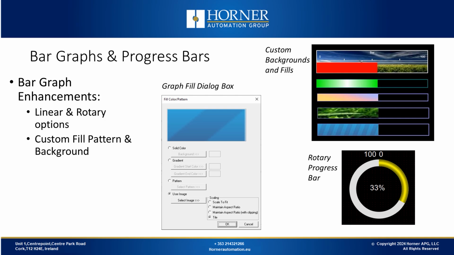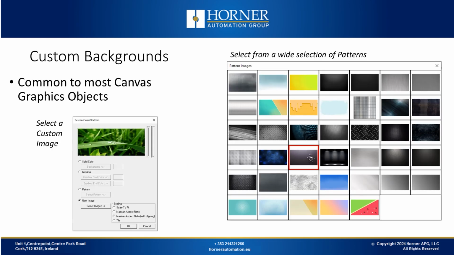Bar graphs have also been enhanced for Canvas. You can now choose to treat bar graphs like progress bars, as you have more options than ever for the fills on your bar graph, such as custom images and graphics. And similar to sliders, you now have rotary bar graphs for your project. As mentioned before, nearly every Canvas graphics object can have a custom background. As shown on the screen here, you have many pattern options to choose from to suit any type of project.